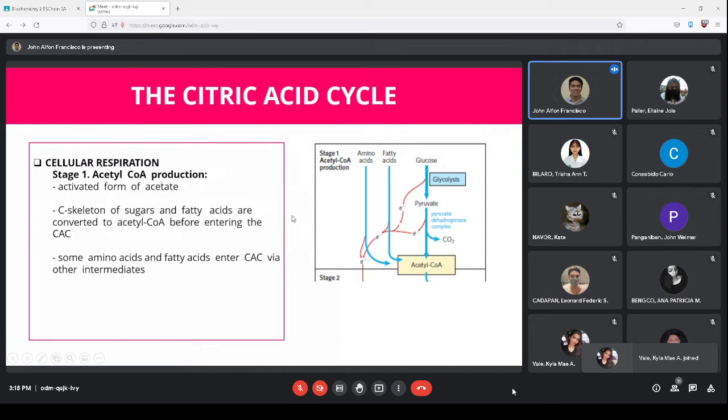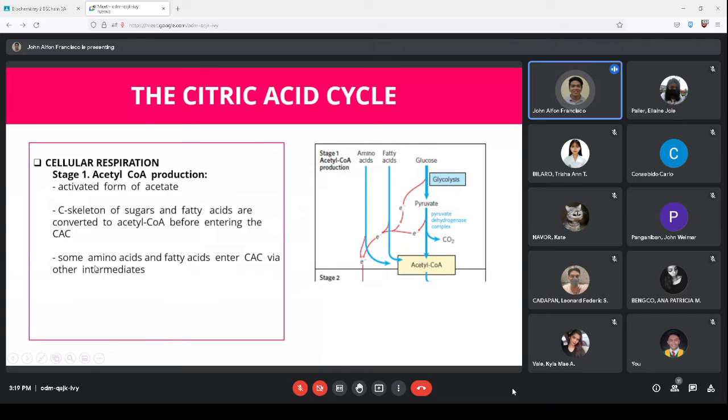Okay? So we're on the first stage of the citric acid cycle, acetyl-CoA production. The first goal of stage 1 is to produce your acetyl-CoA. Acetyl-CoA is, in traveler's terms, the drop-off or stopover of different components or different biomolecules, amino acids, fatty acids, or carbohydrates to enter the citric acid cycle.